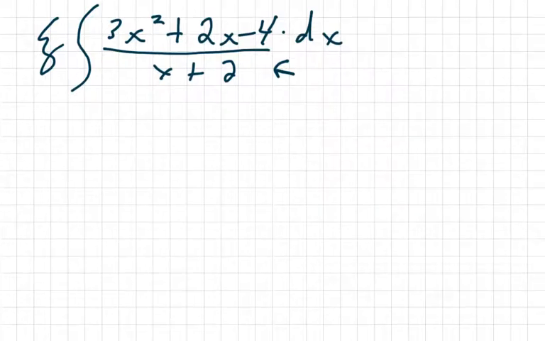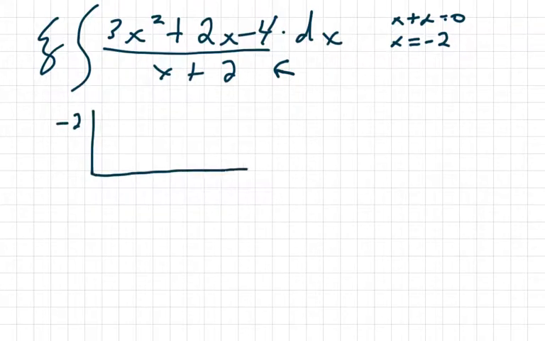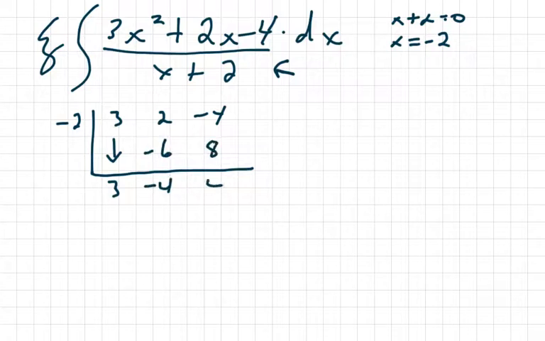So when I do this, I'm going to think of x plus 2 equals 0. And I'm going to do some synthetic division because x equals negative 2 would be the factor of that. So when I do synthetic division, I take the coefficients from the top, 3, 2, negative 4, and bring the 3 down. I get negative 6, which gives me negative 4, which gives me 8, which gives me 4. So now, the way this is going to look is like this. I'm going to split this whole thing as if I divided each term by x plus 2. Hopefully this makes some sense to you.